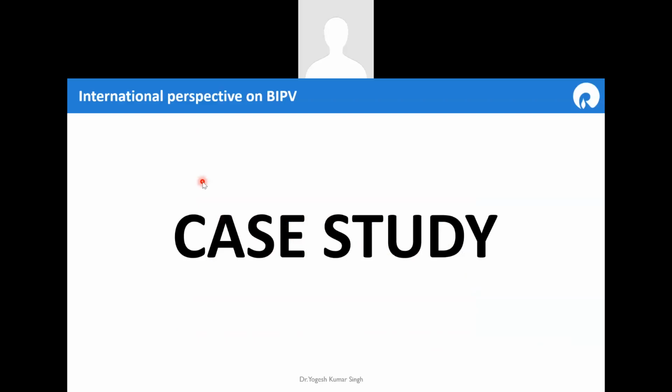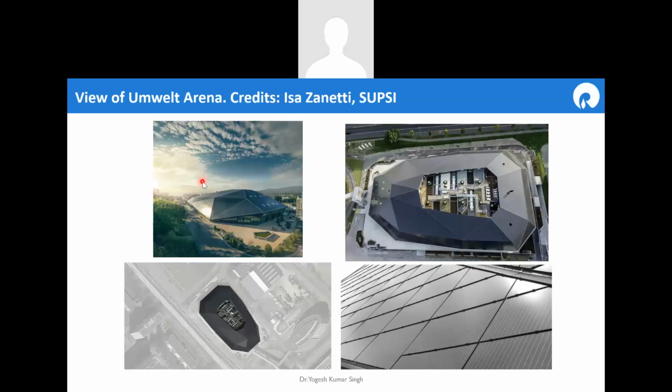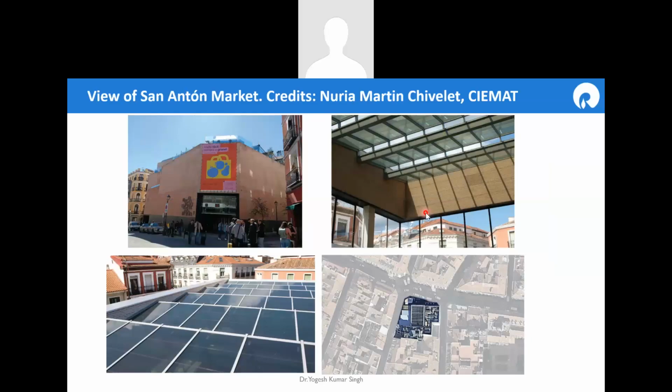Now, this is the last topic. We will just discuss some case studies. What are the case studies here? So this is one of the buildings. This is the Unwelt Arena. And if you see this BIPV building, this is the side view. This is the upper view. And if you see from Google Maps, this particular image will look like this, and this entire roof is made from the BIPV perspective and BIPV integration.